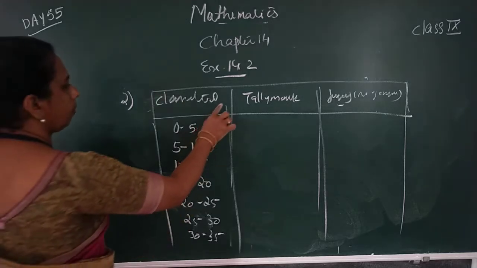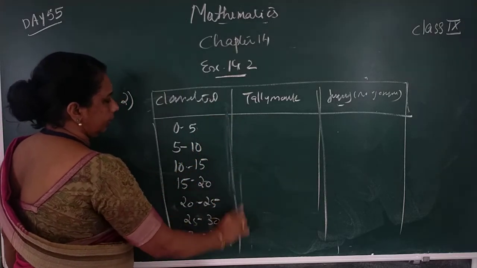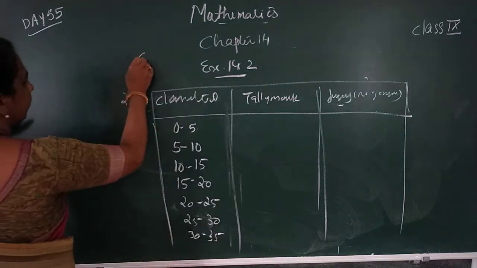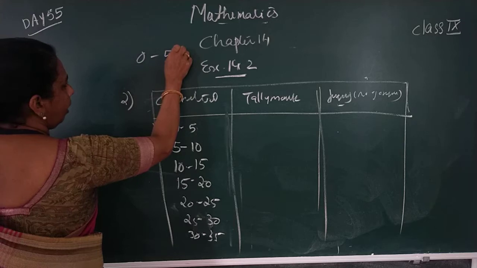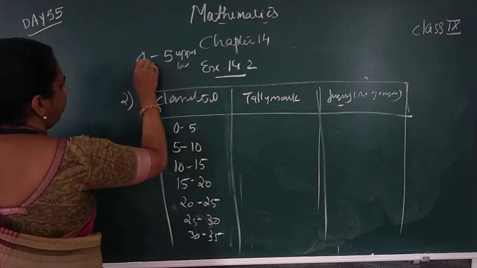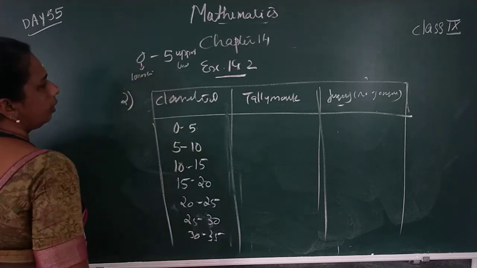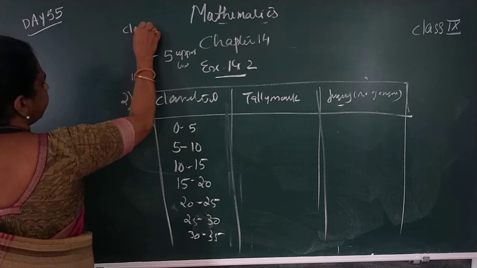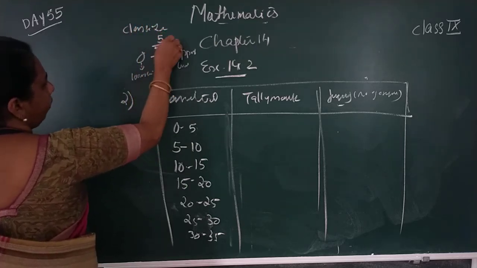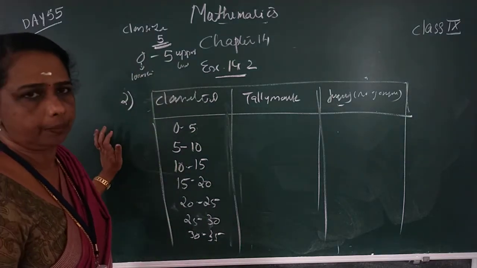Here, one more thing you want to listen to. This is a continuous class interval. First one, 0, 5. This is the upper limit and this is the lower limit. The class size, or class width, is upper limit minus lower limit, that is 5. In all the cases the class size is 5.